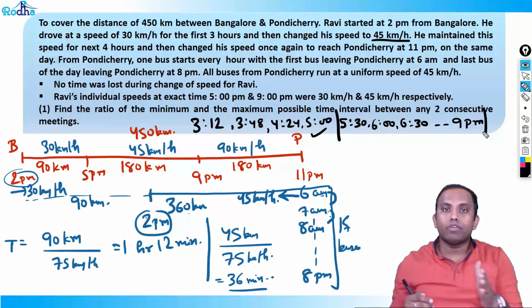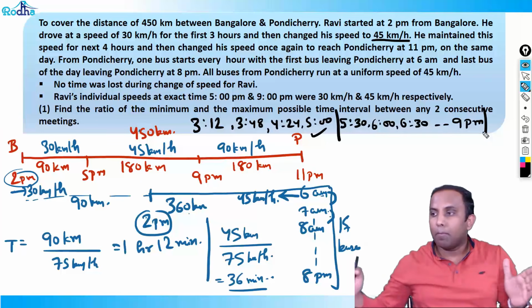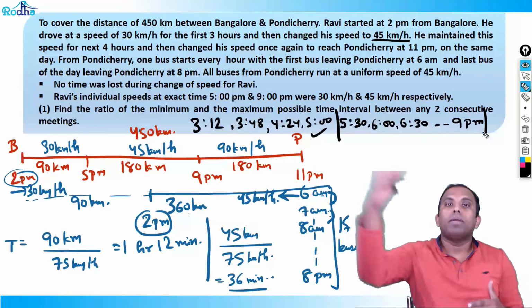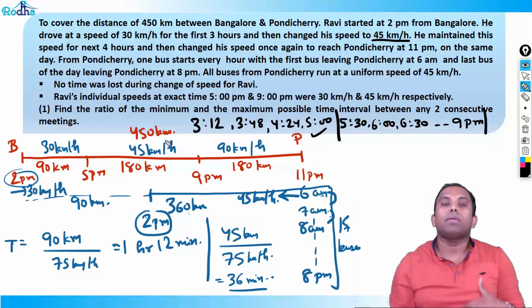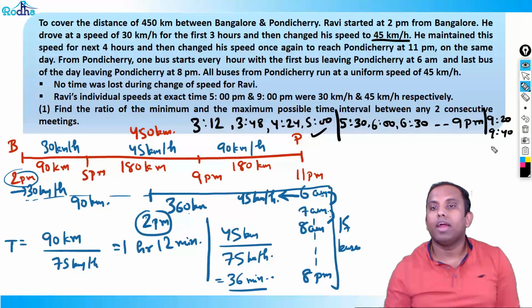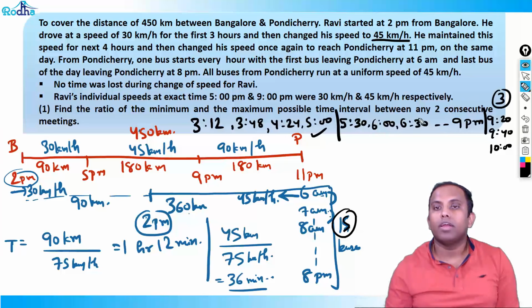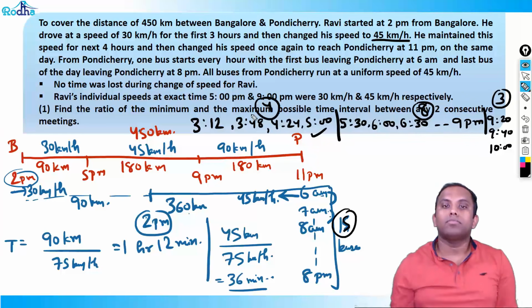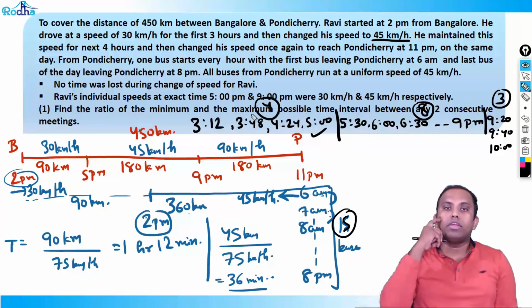So how much time will it take? Sorry, my speed is 90, bus speed is 45. So 45 by 90 plus 45, that is 45 by 135. That is 1 by 3 hour, which is 20 minutes. So 9:20, 9:40, and then 10. That's it, right? Because there are a total of 15 buses only. So 3 buses here, 8 buses here, and 4 buses here. So the ratio is 4 to 8 to 3.